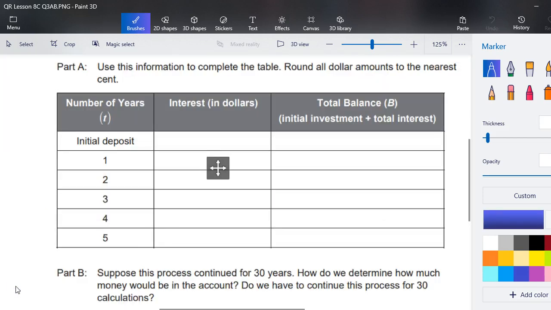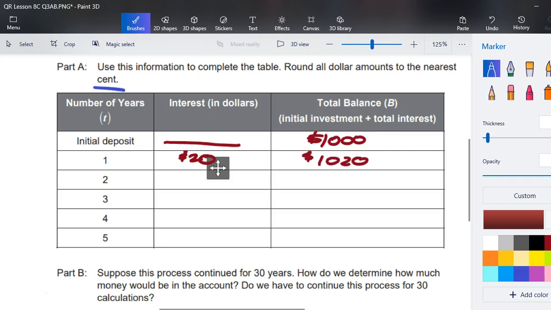So part A on question 3 says, use this information to complete the table, round all dollar amounts to the nearest cent. So it starts very similar. We have an initial deposit of $1,000. We have an initial amount of interest, $20, where it's 2% of the $1,000. And so for the first year, we have earned $1,020.